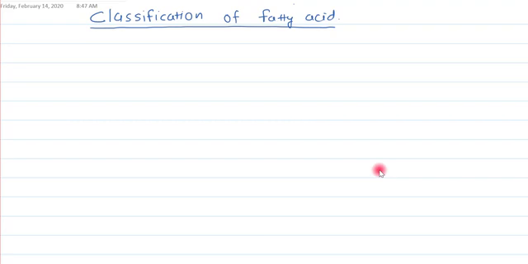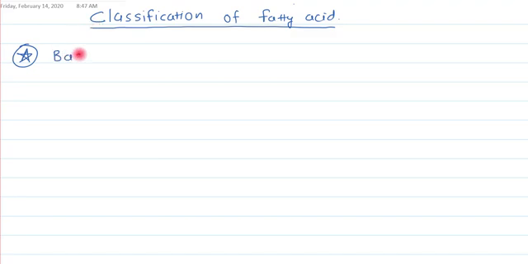In this video tutorial, I am going to discuss the classification of fatty acids. This classification is important because there are so many different types of fatty acids in our body, so the classification of this molecule becomes necessary. There are several ways of classifying fatty acids. The first way is based on the number of carbons in the fatty acid.